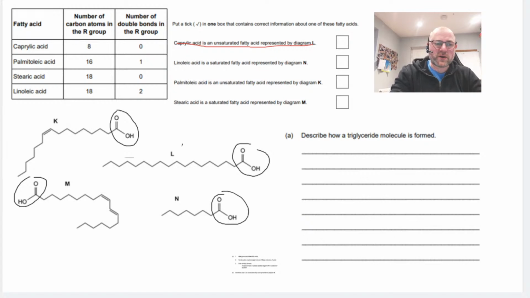So this is more of an applied question. You're applying your knowledge here. The next one says linoleic acid is a saturated fatty acid, meaning no double bonds, and is shown by diagram N. Well, linoleic acid should have 18 carbons in the side chain. 1, 2, 3, 4, 5, 6, 7. So it can't be this one. It is saturated, so that will have caught some people out. But there's only 7 carbons here, and in the table it tells us that linoleic acid should have 18 carbons.